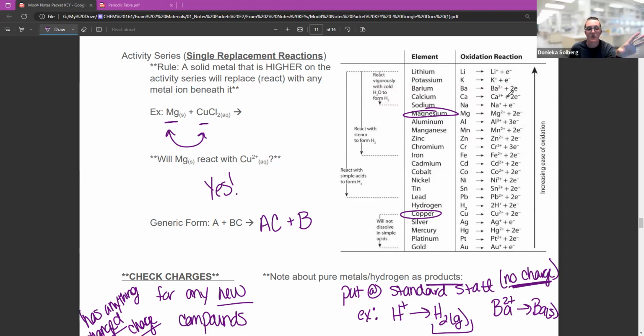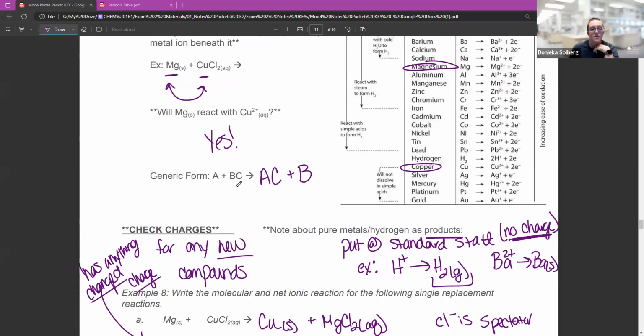Now, you don't have to have this memorized. This is something I would give you as well. I would give you this reactivity series, okay? So I would be like, all right, I'm looking for magnesium and copper. Well, magnesium is up here and copper is down here. So is the pure element higher on the list? Yes, then it will react. So these are going to switch places and I will get now copper by itself and magnesium chloride. So the generic form is one thing plus a compound and the A and the B switch places.